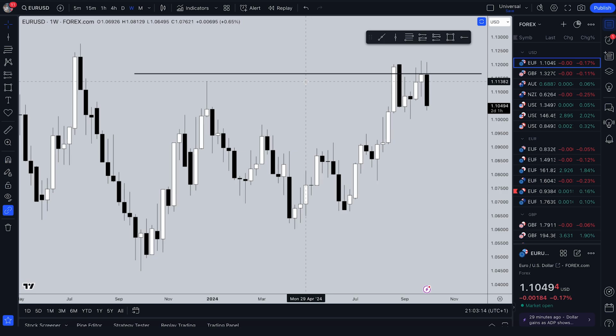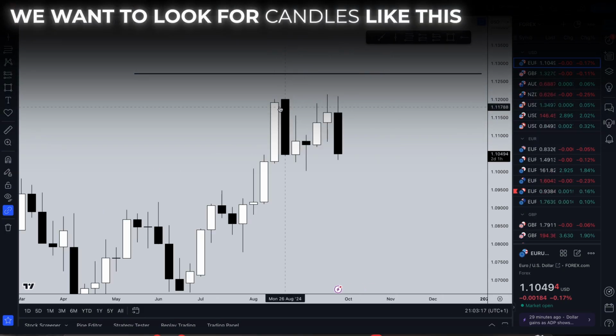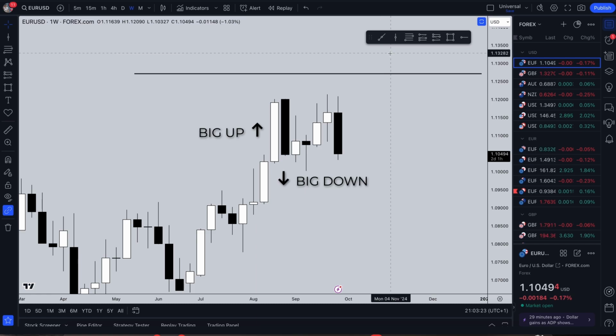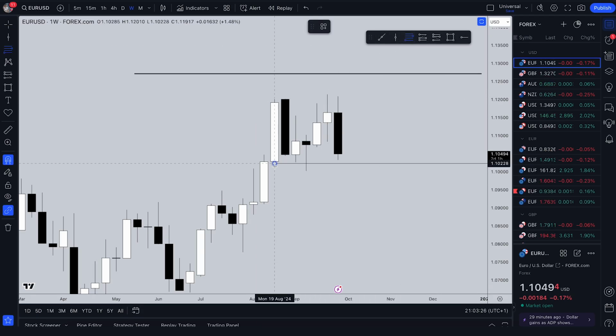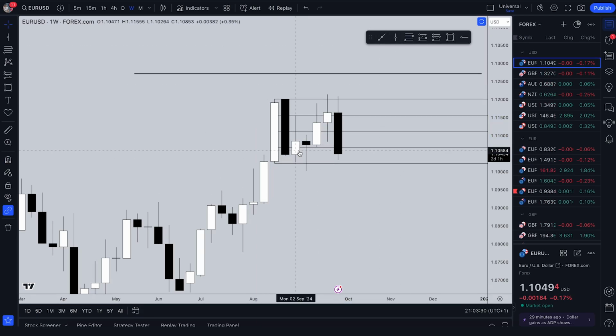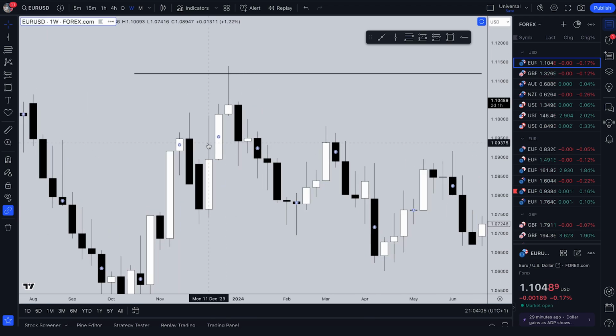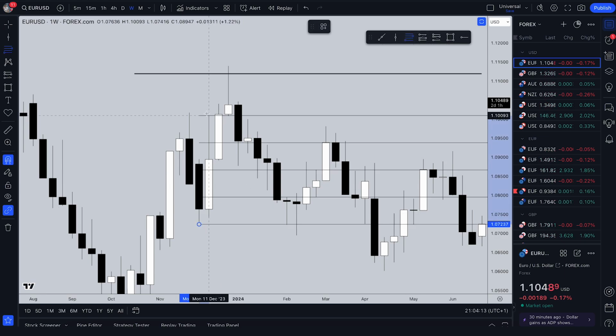So what we want to look for is candles like this, where we see a big up and then a big down. And that normally will lead us to a range, which we can just mark out here. And we're buying in this area, selling in this area. Now, as you can see, we also have it in play on these two candles. We have a big down candle and then a big move back up with this up candle. And we can take our range.